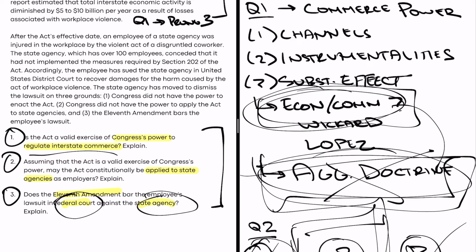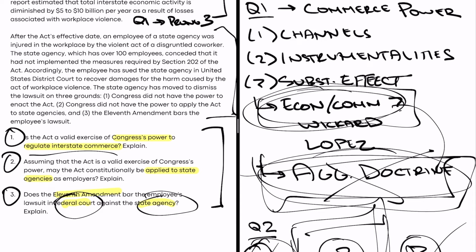The state agency has moved to dismiss the lawsuit on 3 grounds. Congress did not have the power to enact the act, Congress did not have the power to apply the act to state agencies, and the 11th Amendment bars the employee's lawsuit. Okay, so this last paragraph is just giving the rise to the lawsuit, right? And the state here is basically conceding that it had not implemented the measures required by Section 202. They're saying, hey, look, yeah, we're in violation of this statute, but the statute itself is unconstitutional, right?